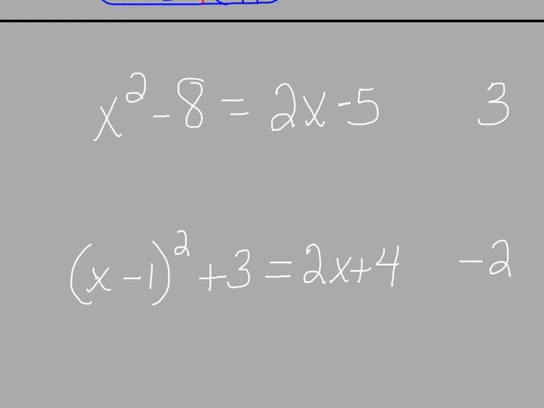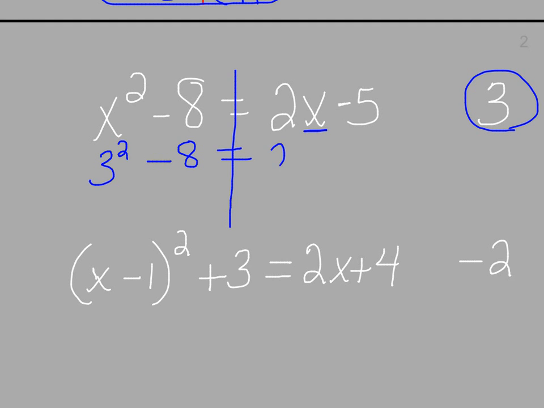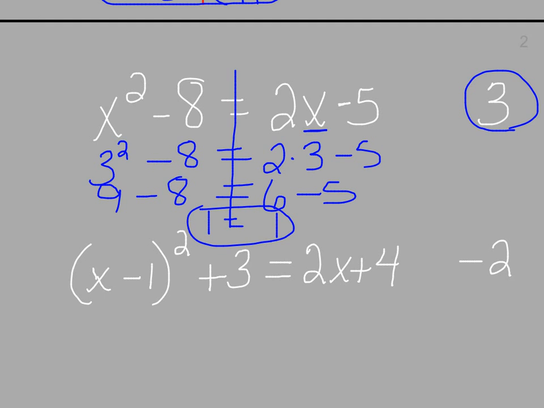Looking at the next example, you have some where you're going to have something squared in them, like this one. We're just going to plug in that 3 wherever the x is, because we want to see if 3 is the solution. So we say 3 squared minus 8 equals 2 times 3 minus 5. We know 3 squared is 9, so we get 9 minus 8. 2 times 3 is 6, so we get 6 minus 5. 9 minus 8 is 1, and 6 minus 5 is 1, which means we end up with something that is true. So yes, this is a solution.